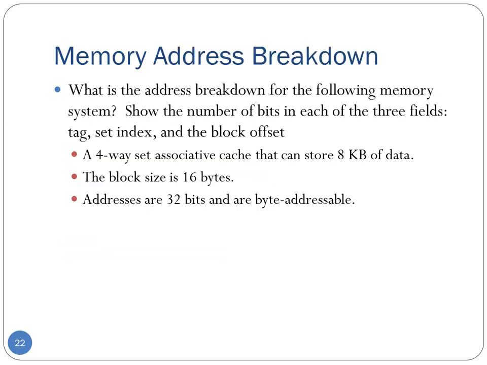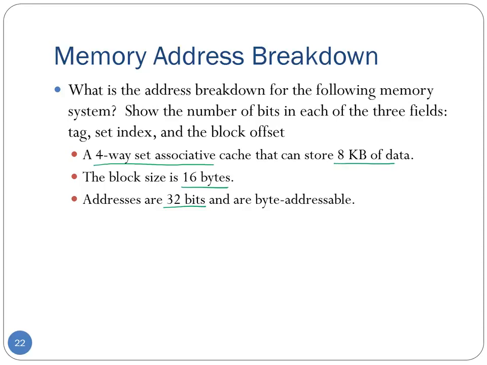This problem is about the address breakdown for a given cache system. So we are given a four-way set associative cache. The block size is 16 bytes and the addresses are 32 bits. The total cache size is 8 kilobyte, right?